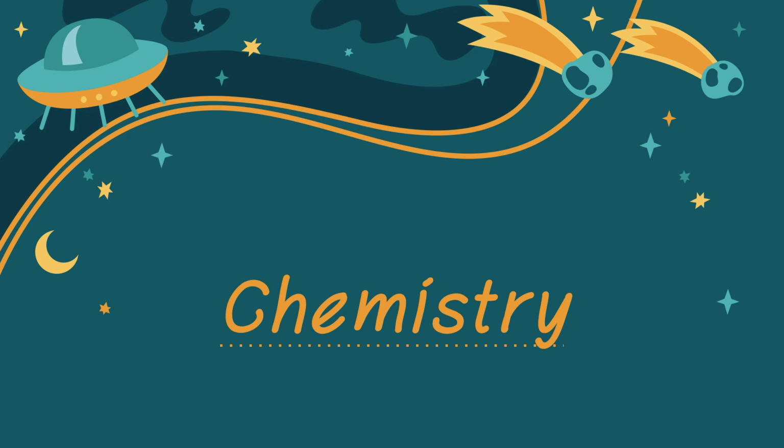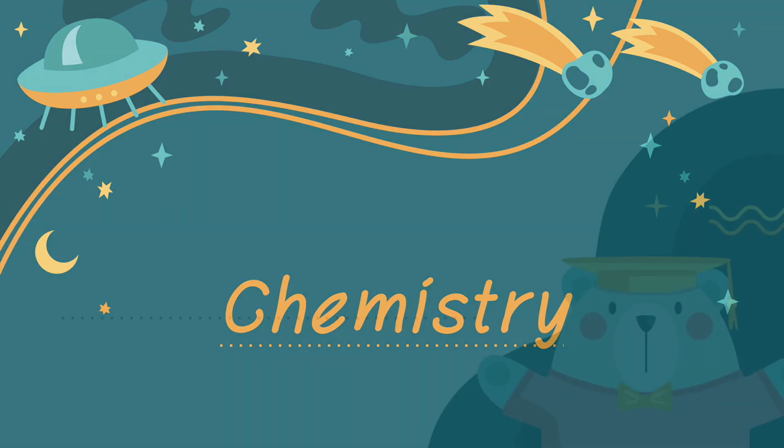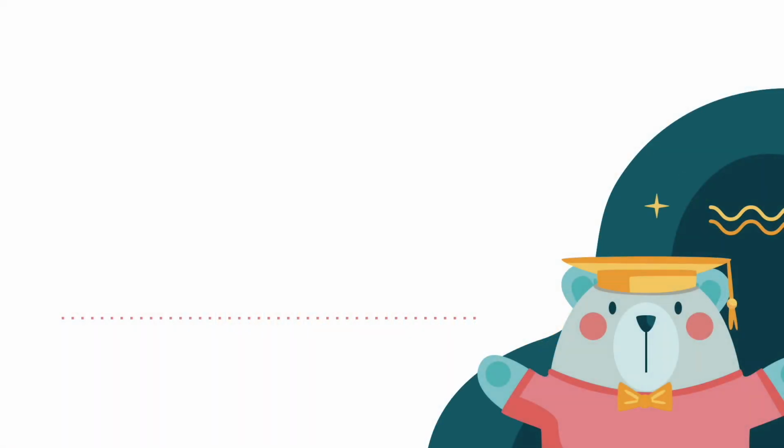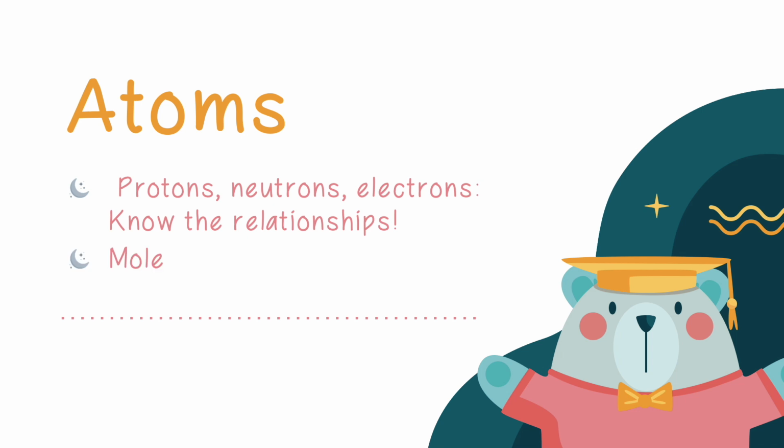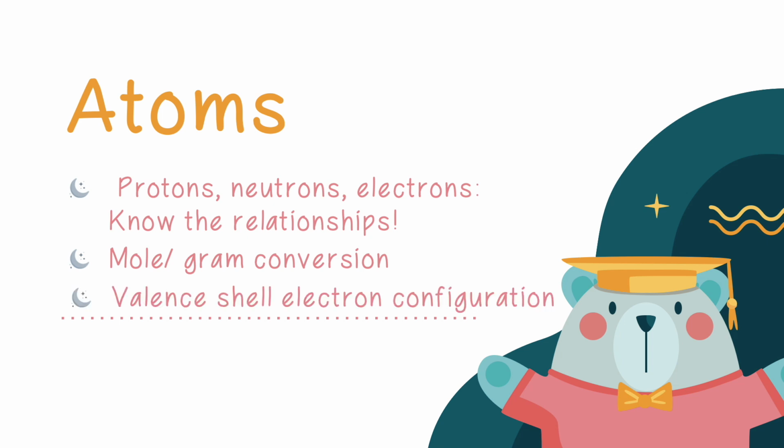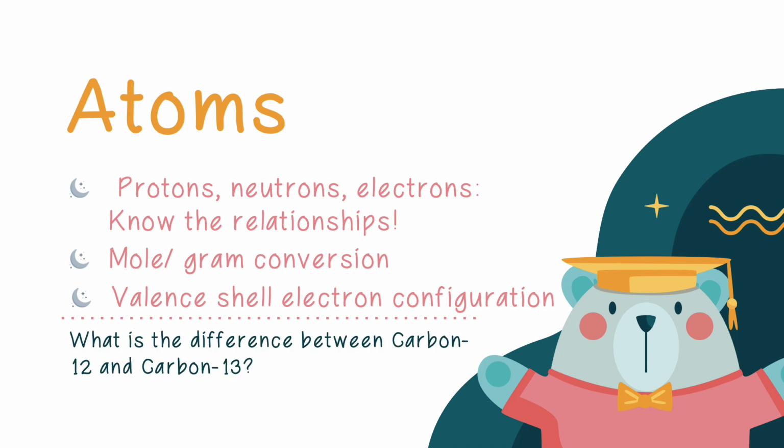The 4 major topics were atoms, radioactive dating, waves, and chemical reactions. For atoms, you would want to know how protons, neutrons, and electrons are related to one another. Regarding the application problems, there were a couple of mole to gram conversion problems. Also, make sure to understand the valence shell electron configuration since I saw a couple of them on the test. There was a problem that would ask something like, what is the difference between carbon-12 and carbon-13?